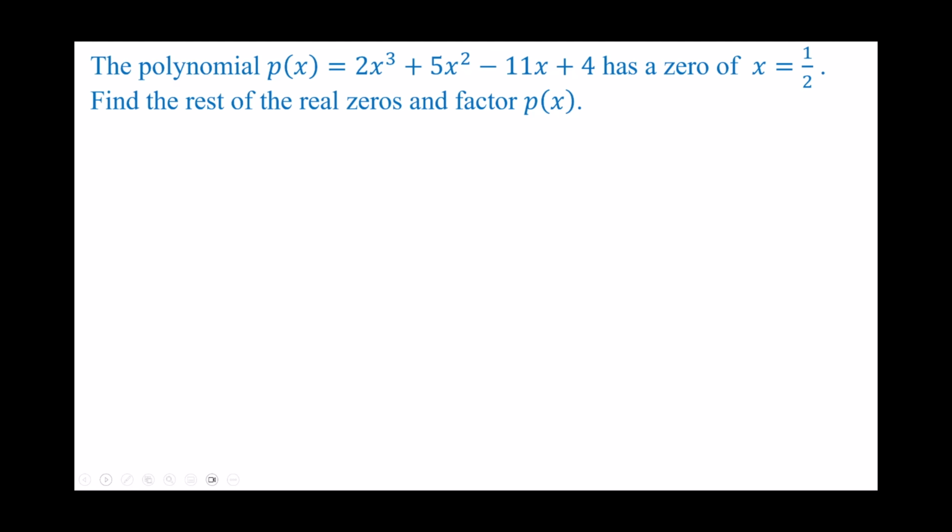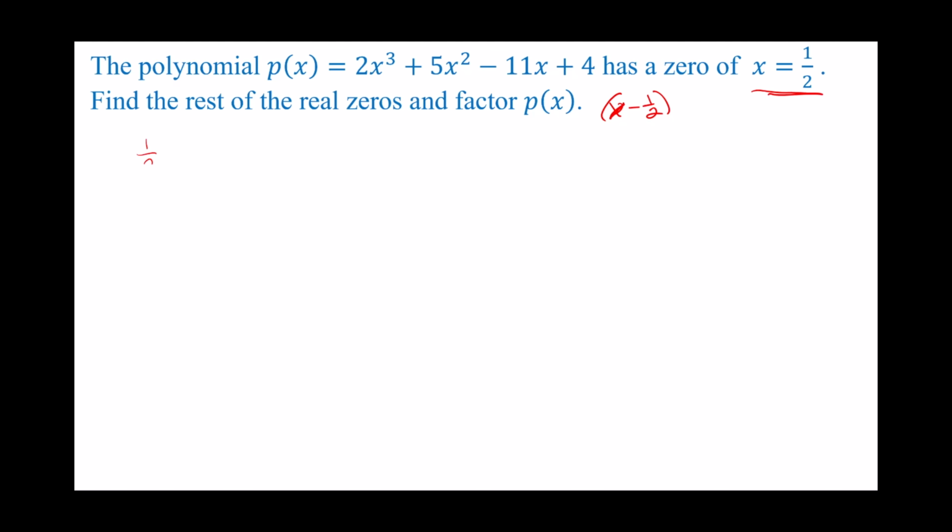This time we have a polynomial and we're told one 0. So we have P of x equals 2x cubed plus 5x squared minus 11x plus 4. And we know there is a 0 at x equals 1/2. It says to factor. So we know so far one of our factors is x minus 1/2. So that's what we know so far. Let's find our other factors.